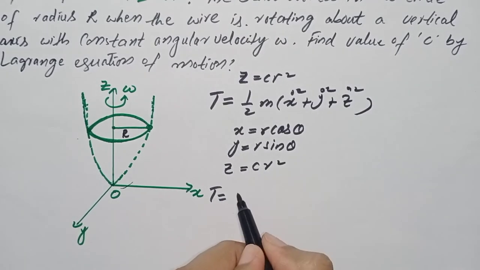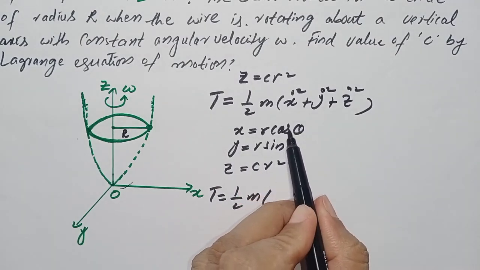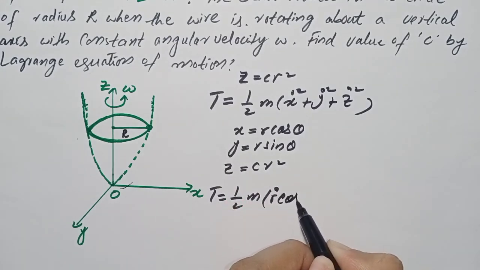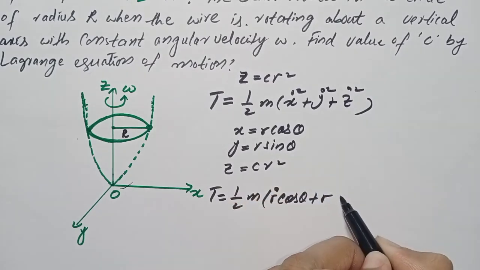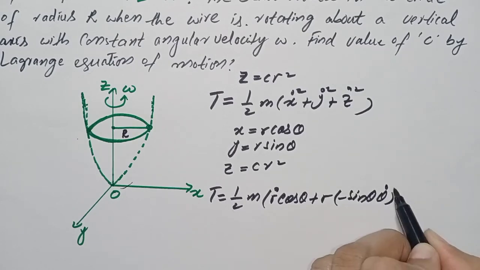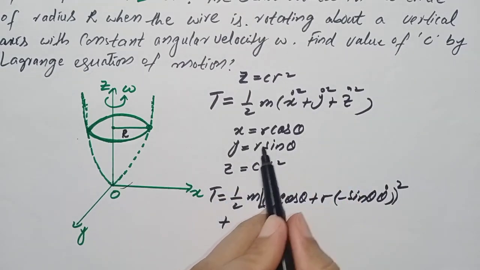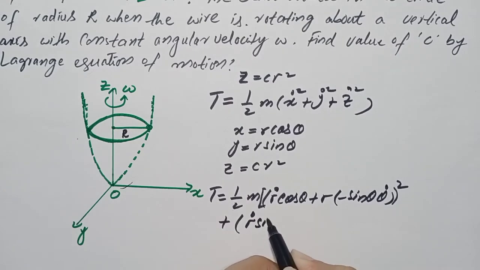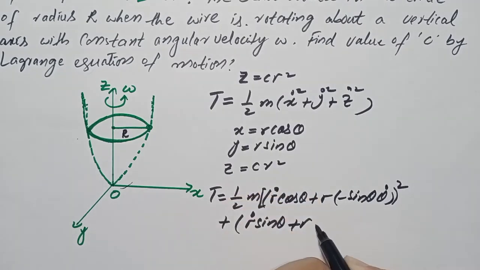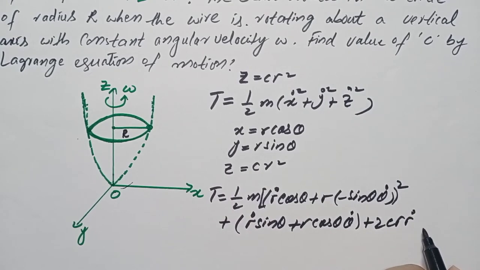So the kinetic energy will be half m times x dot square, and x dot by the product rule will be r dot cos theta plus r times the derivative of cos theta with respect to time, which is minus sin theta theta dot, and its square, plus y dot square. Y dot will be r dot sin theta plus r cos theta theta dot, and then plus z dot square. C is constant, so z dot will be 2 c r r dot.